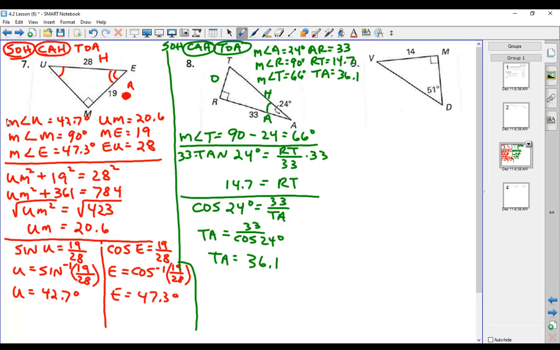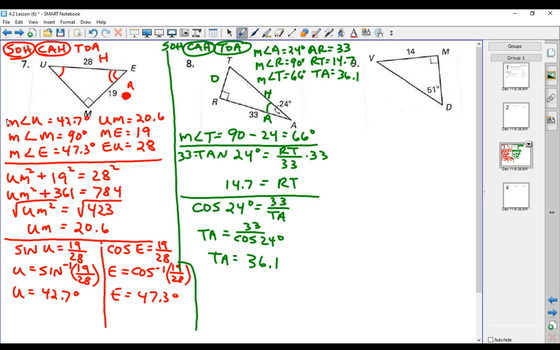Now remember, if you're not getting these answers that I'm getting, the calculator has to be set on degree mode. So there's usually a button on there that says DRG, and you have to click that so that it's on D for degree. You're measuring your angles in degrees in these problems. So don't forget to do that if you're having problems with getting the answers.